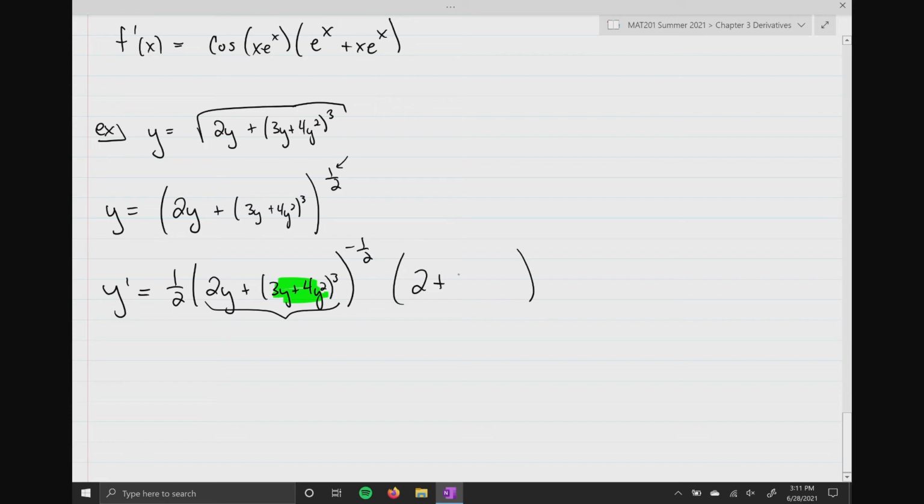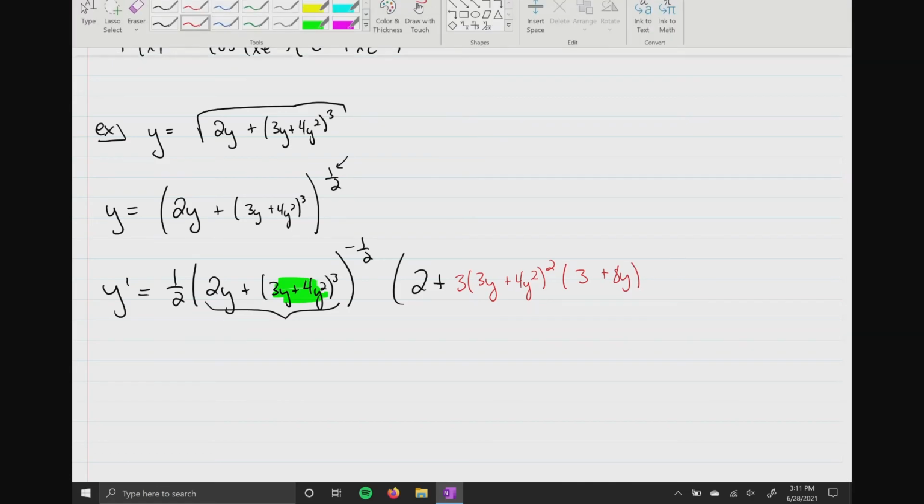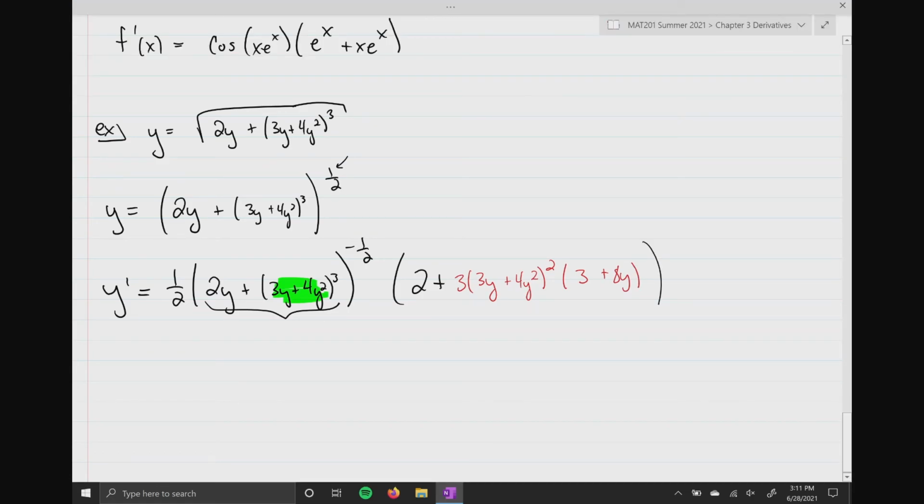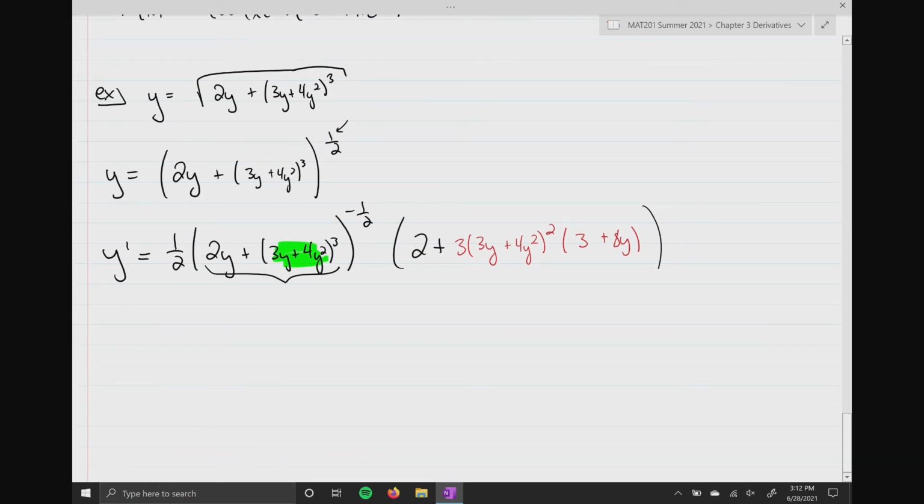So I'm going to pull the 3 out in front. And then write the inside, which is 3y plus 4y squared, all to the second, times the derivative of the inside of that, which is going to be 3 plus 8y. And I think that's it. So they get messy real quick.